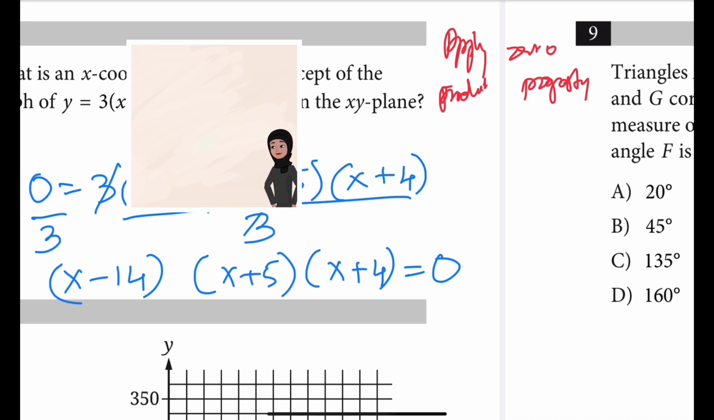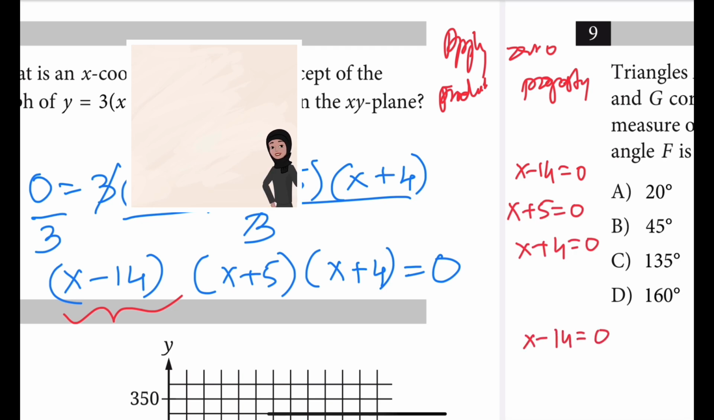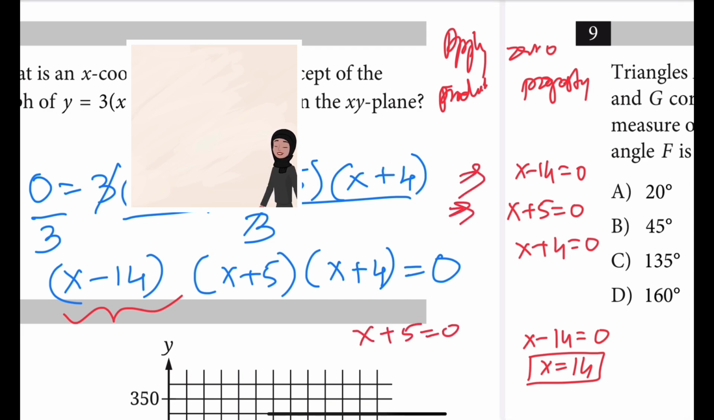Apply the zero product property. Applying the zero product property to this equation yields 3 equations: x − 14 = 0, or x + 5 = 0, or x + 4 = 0. Now to solve the first one, x − 14 = 0, just add 14 to both sides. So you will be left with x = 14. So this is one solution.